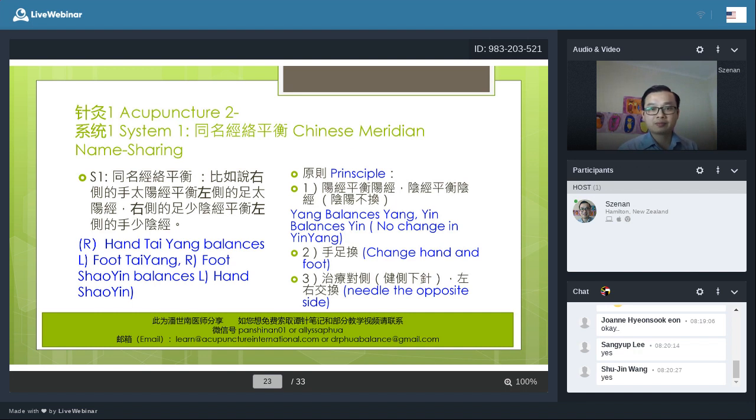Principle 3. Needle the opposite side. What does it mean, needle the opposite side? The pain on the right side, you needle left side. The pain on the left side, you needle right side. 黄帝内经 said, use right to treat left, use left to treat right. So those are all principles from 黄帝内经.